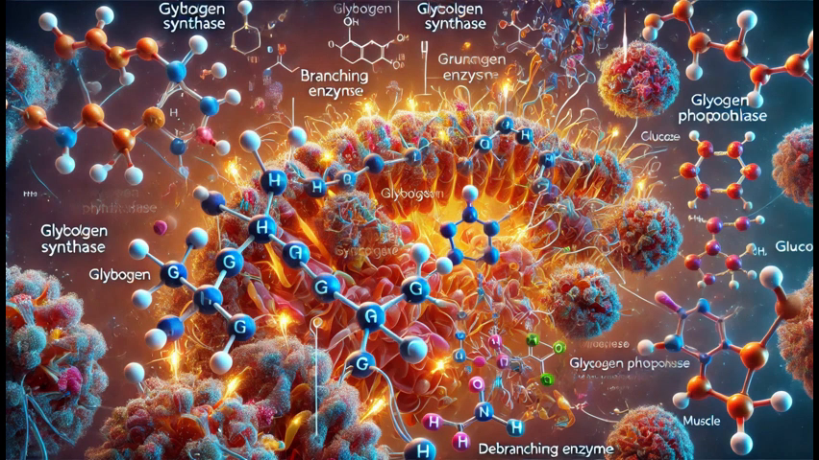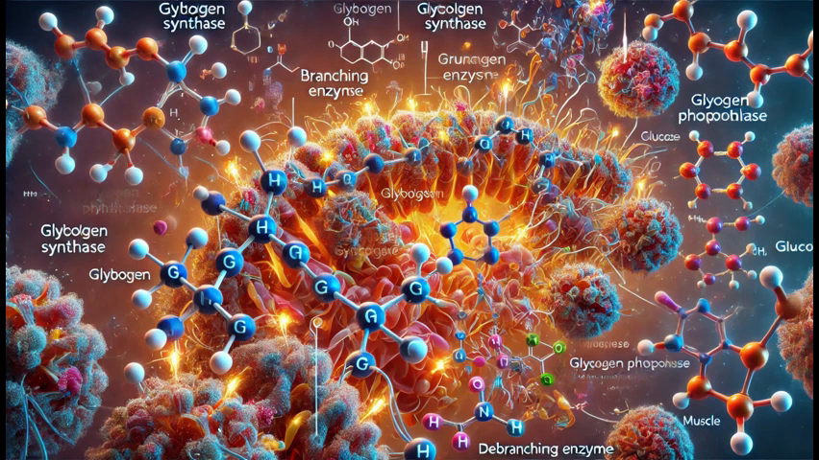Glycogen synthase, another important enzyme. I'm seeing a pattern here. There are a lot of players in this glycogen game. That's for sure. So glycogen synthase is the one that adds those UDP glucose units to the growing glycogen chain. Exactly. It forms those specific bonds that link the glucose units together. It's like a construction worker building a brick wall. I like that, adding those bricks one by one to make a strong structure.